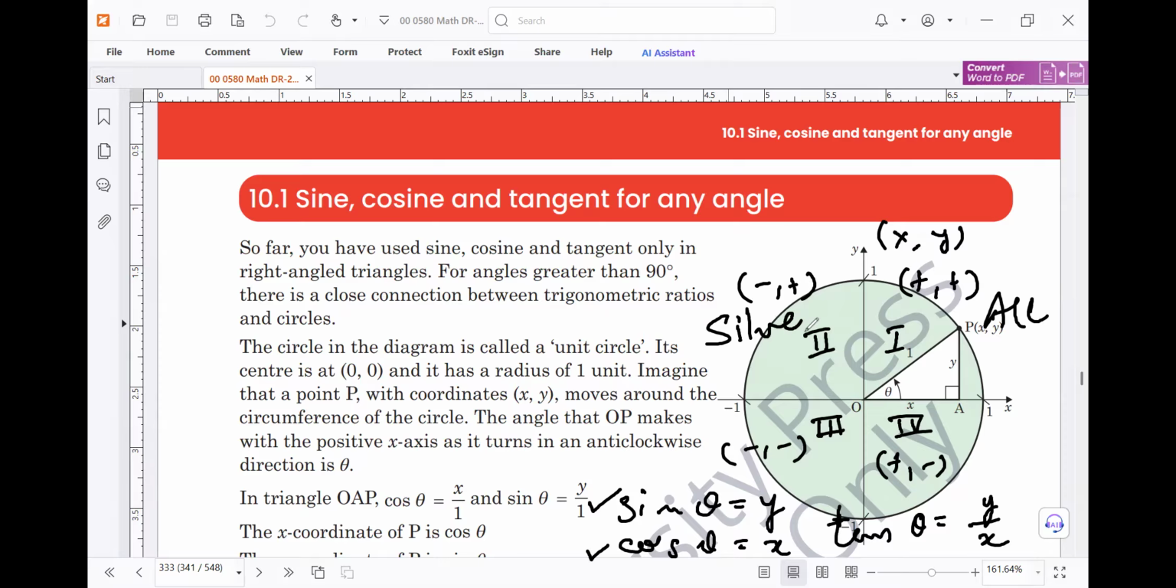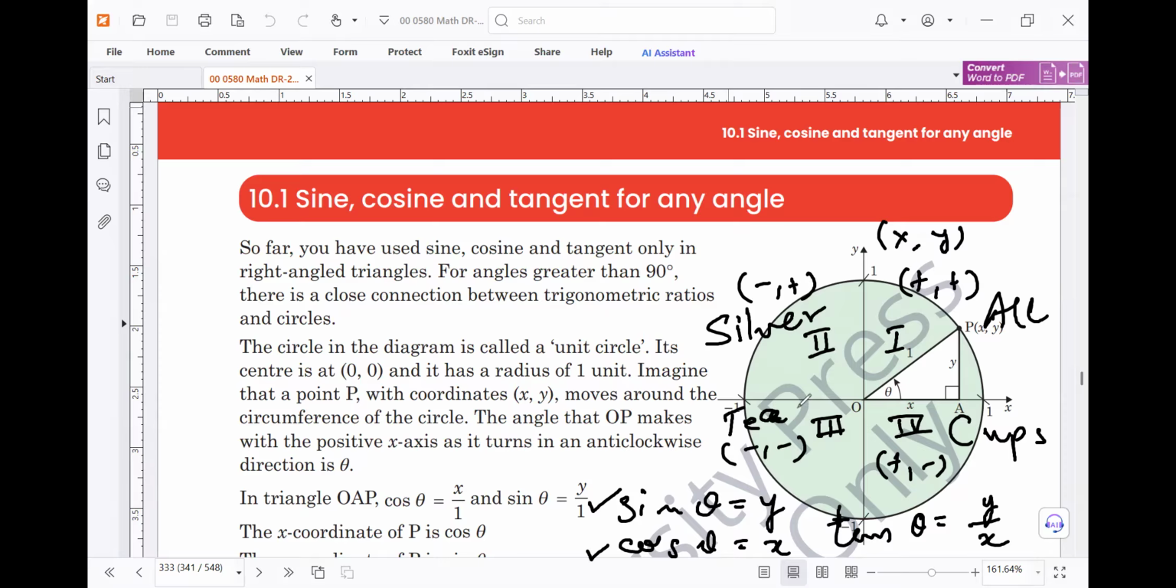So here: all, sin, tan, cos. Now why tan? In the third quadrant, sin is negative, cos is negative. Since both are negative, tan is positive, because negative divided by negative becomes positive. And in the fourth one, cos is positive, sin is negative, so obviously tan will be negative. One negative and one positive. Understood?